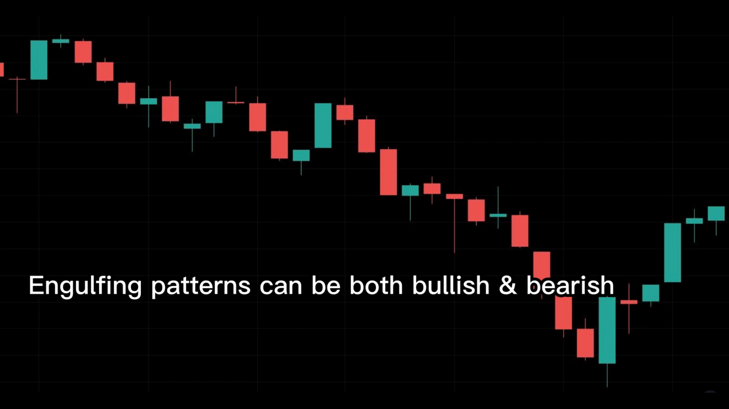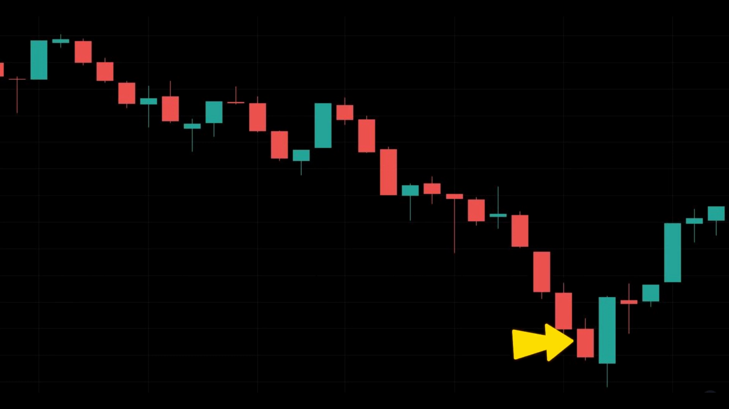Bullish and bearish engulfing patterns are two of the most common candlestick patterns used in technical analysis. They are formed when a small candlestick is followed by a larger candlestick that completely engulfs the previous one. The direction of the trend determines whether it is a bullish or bearish engulfing pattern.